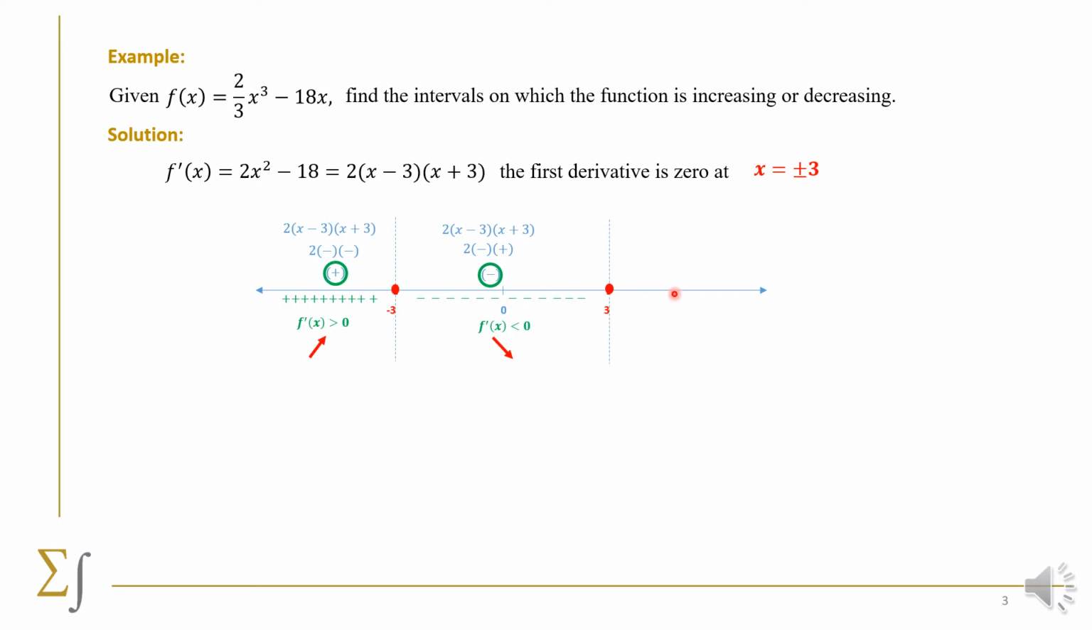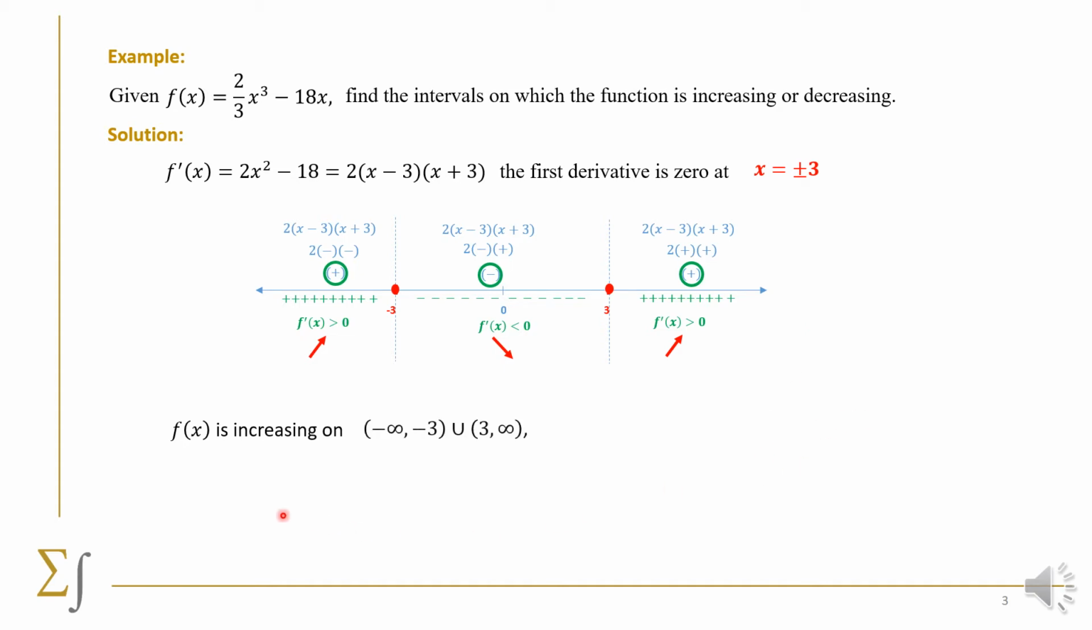Finally, we come to the third interval from 3 to infinity, and we take a test point, anything greater than 3, and we plug it into the first derivative. So if you take 4, you will have 4 minus 3 positive, 4 plus 3 positive. If you take 400, 400 minus 3 is positive, 400 plus 3 is positive. We care only for the signs, we don't care for the value. So here I have positive times positive, the whole thing is positive, telling me that the first derivative is positive from 3 to infinity. So we write f prime of x is greater than 0, telling us that the function is increasing on the interval from 3 to infinity.